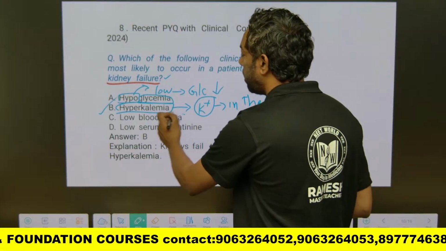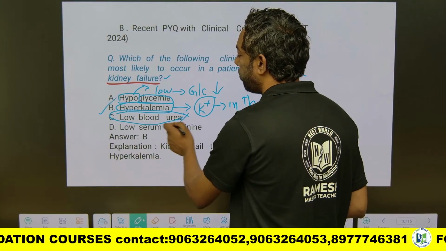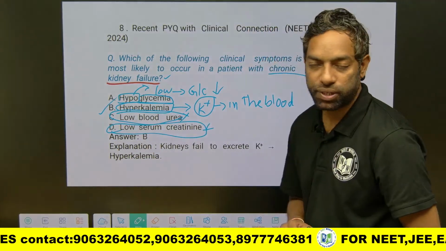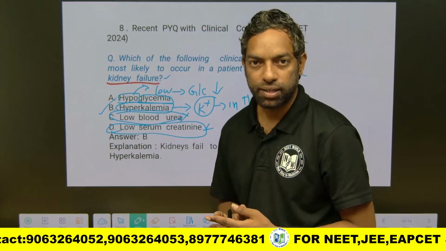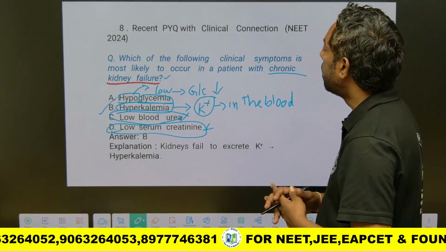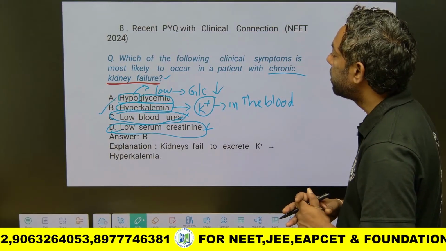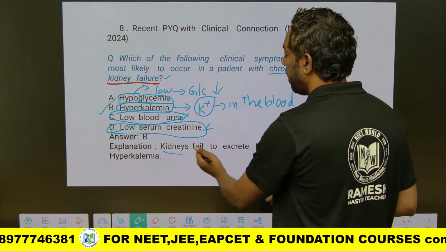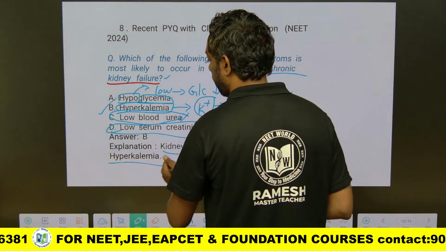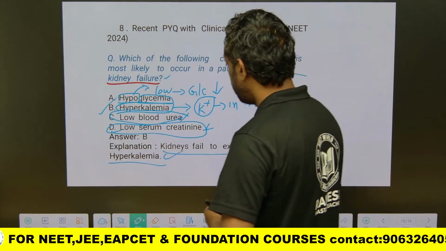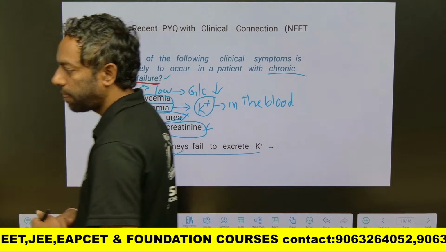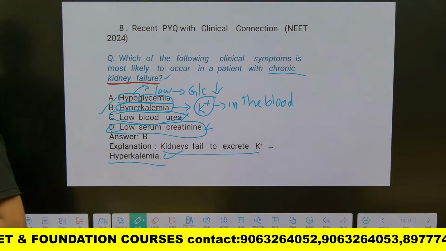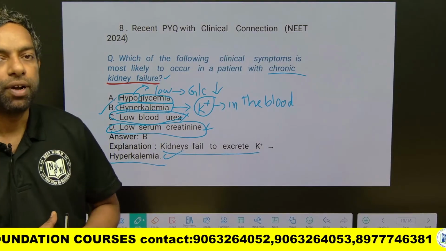Low blood pressure, low blood urine is wrong. Low serum creatinine is wrong. Of course, there is kidney failure, guys, so serum creatinine rises. But in a chronic kidney disease patient, hyperkalemia occurs because the kidney fails to excrete potassium ions. Okay, I hope you guys understand this level of questions. We will go through further questions in the next session.